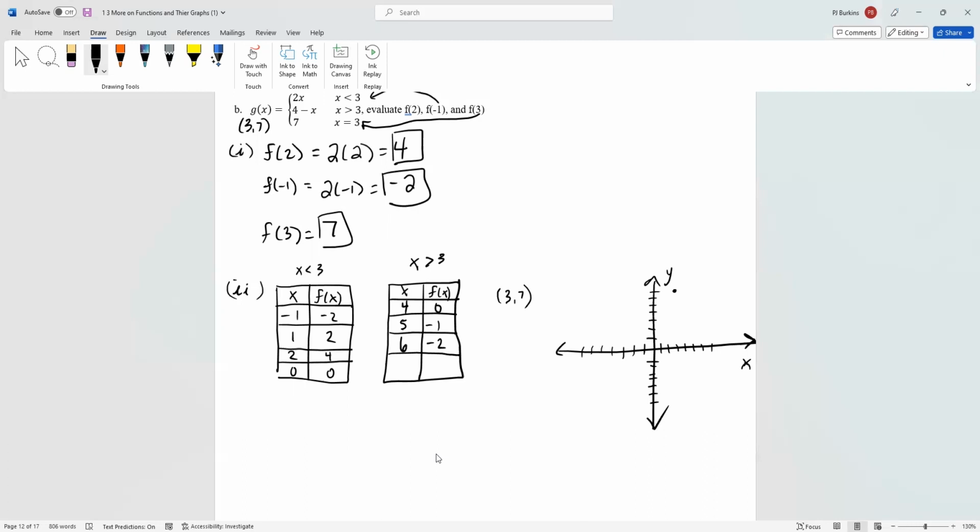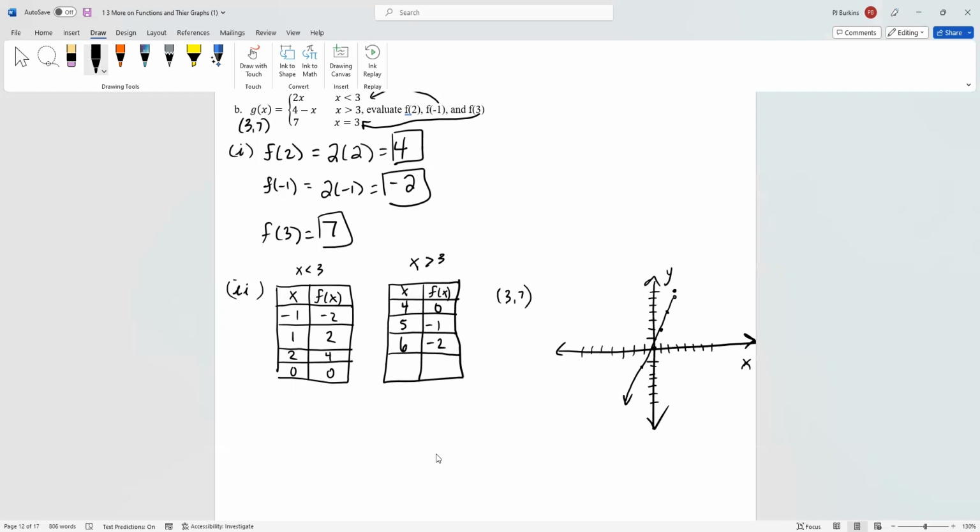All right. -1, -2. +1, 2. +2, 4. 0, 0 is also a point. Okay, and then of course we need to go close to 3. So when we plug 3 into that part, that first part, 2 times 3 is 6. So when x is 3, we have an open circle at 6. And it's linear on this end. It goes on forever.